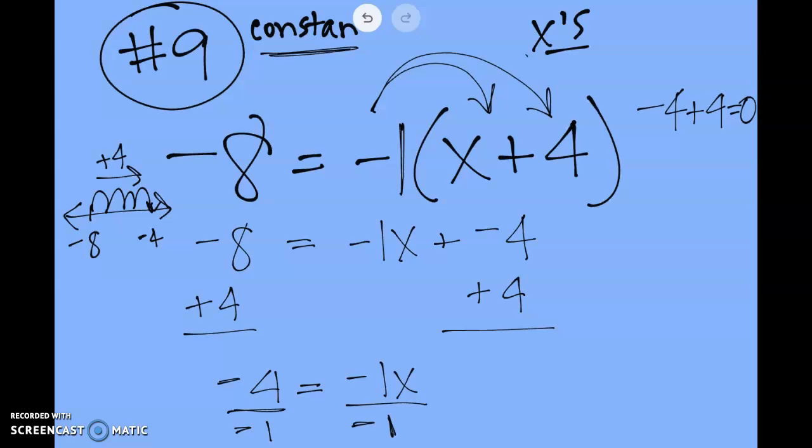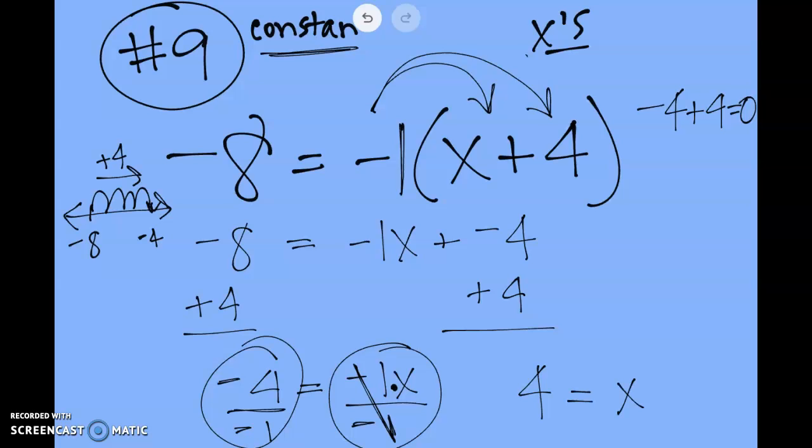This is negative 1 times x. So we do the inverse operation to undo that multiplication. Over here, I've got negative 4 divided by negative 1. That's positive 4. And over here, I have negative 1x divided by negative 1, and a negative 1 divided by a negative 1 cancels out and leaves me with just x. X is equal to 4.